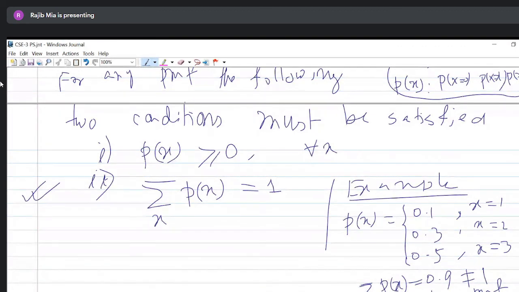Also, if any function P(x) is given with negative values, suppose P(x) is equal to minus 0.3 at x equals 2, then this is also not a probability mass function because the values of P(x) are negative at some points.